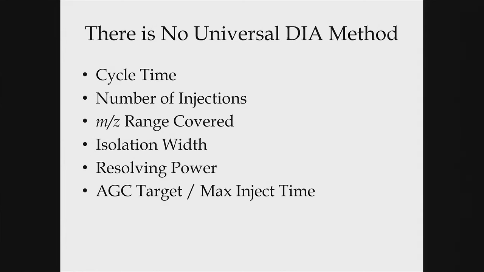There are a lot of things that can vary in a DIA method that all need to be optimized. So there's cycle time, the number of injections that you're willing to do for a sample, the mass to charge range you want to cover, so the precursor mass to charge range, the isolation width we've talked a lot about, resolving power, and the AGC target in the case of trapping instrumentation, or the accumulation time in the case of TOF instrumentation.